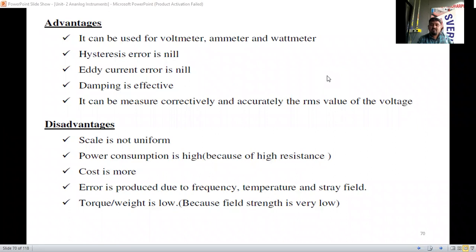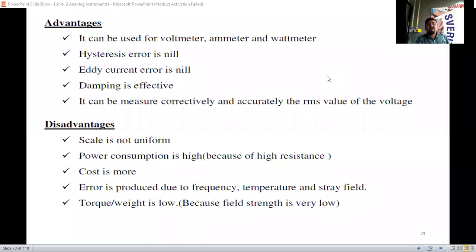It will consume more power, which we have to consider because of the high resistance of the two coils. The cost is more, and errors are produced due to frequency, temperature, and stray field. After viewing the supply, some electromagnetic field, some stray field will be there, and the temperature and some frequency variation of the AC we are applying means some errors will come.